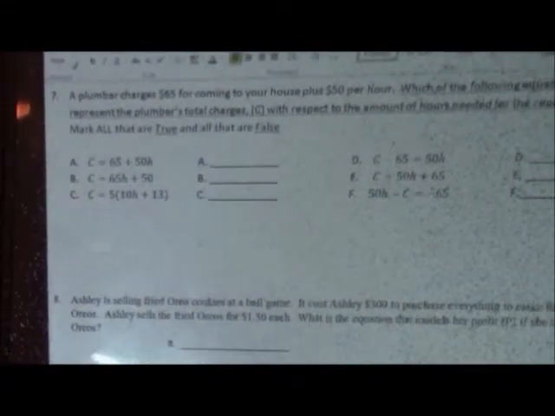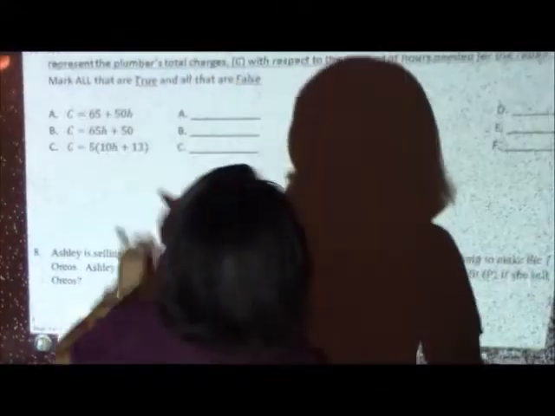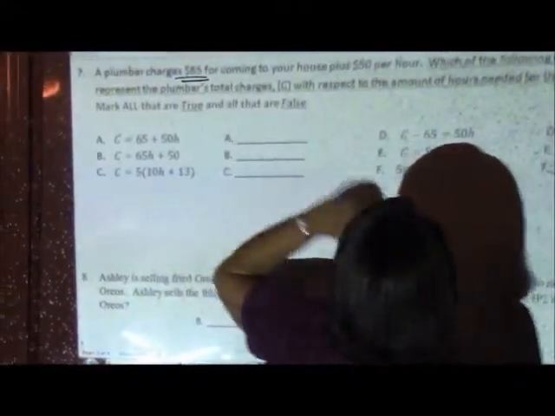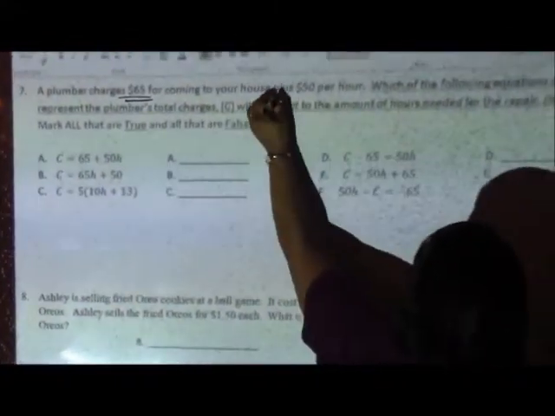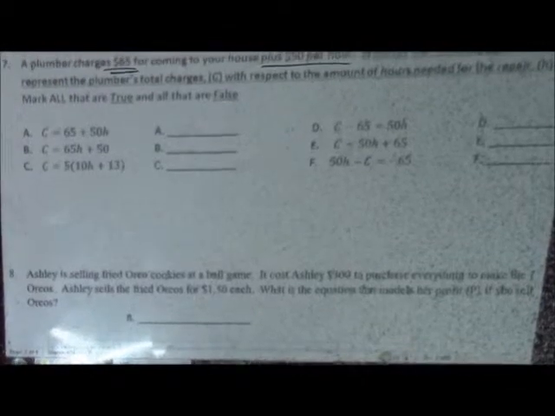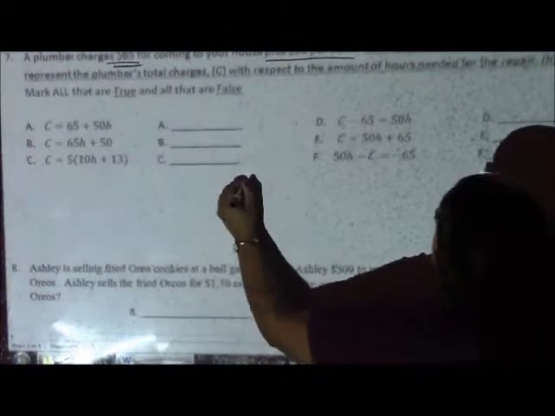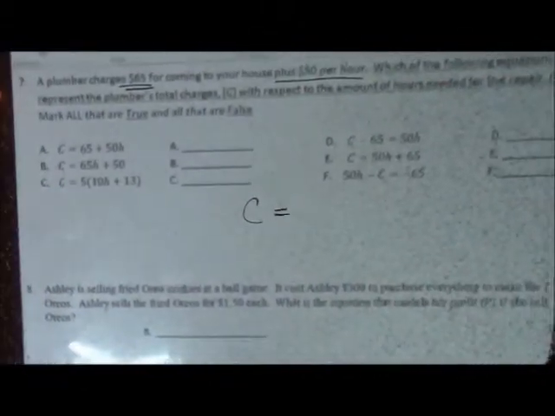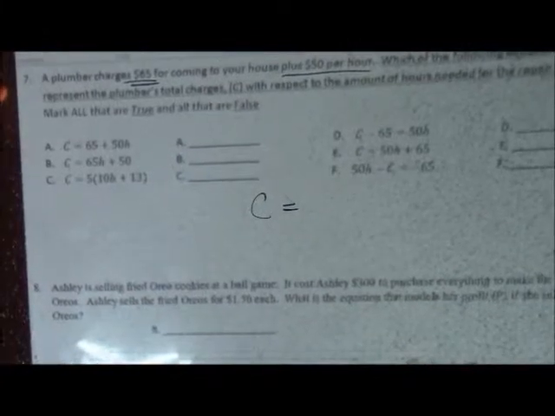Number 7, a plumber charges $65 for coming to your house plus $50 per hour. Which of the following equations could represent the plumber's total cost? C, so they want us to use C for total cost, with respect to the amount of hours needed for the repair. So the hours will be represented by H. Alright, so what we have here, we can make our equation.